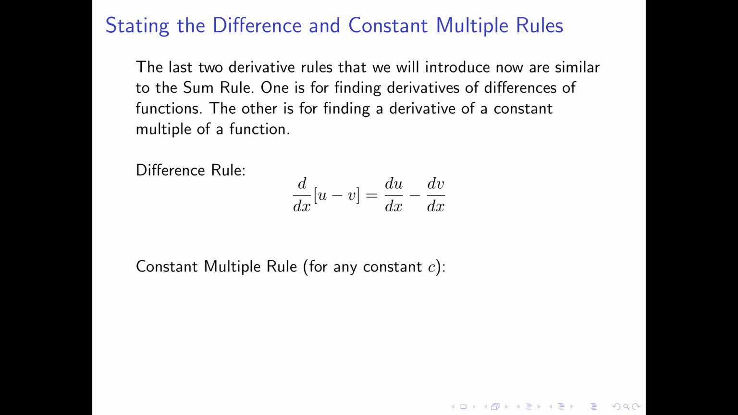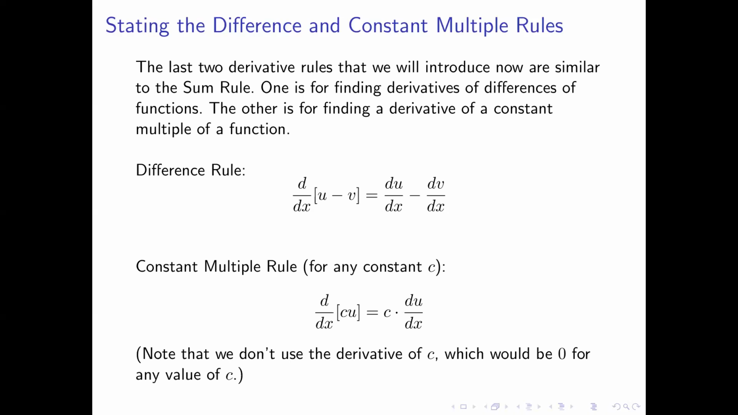And the constant multiple rule allows us to find the derivative of any constant multiple of a function. So here c is a numerical constant, any one that you want. The constant multiple rule says that if you want the derivative of c times your function u, take the derivative of u and multiply it by c as well.